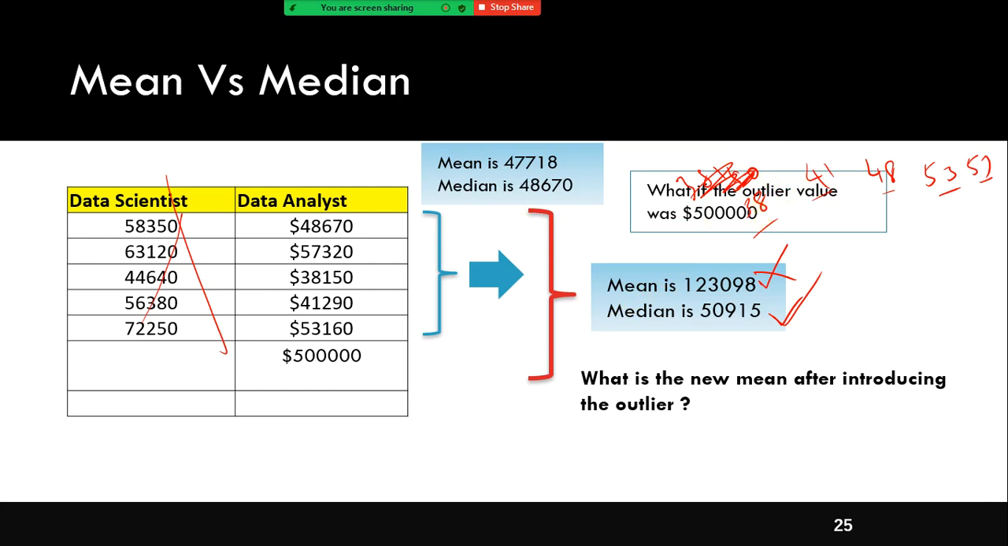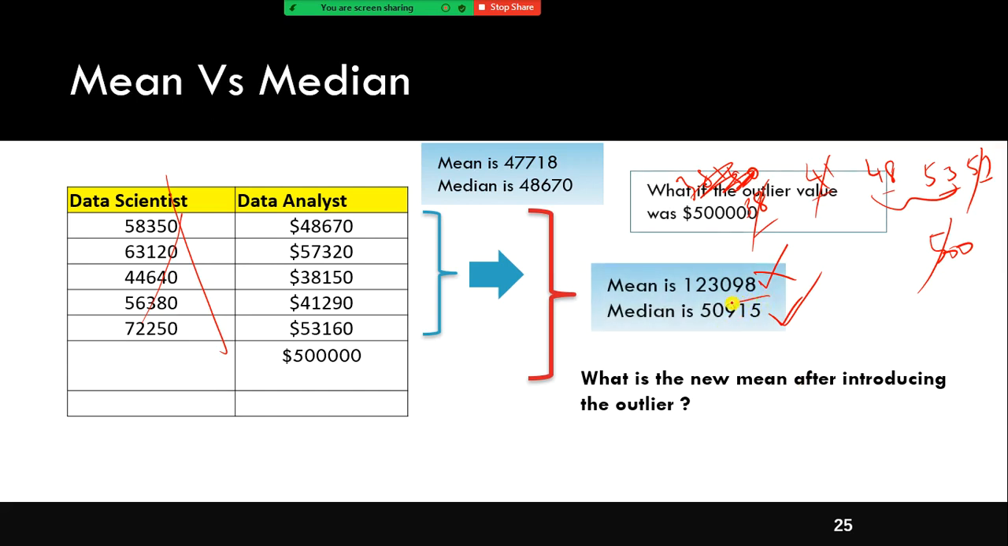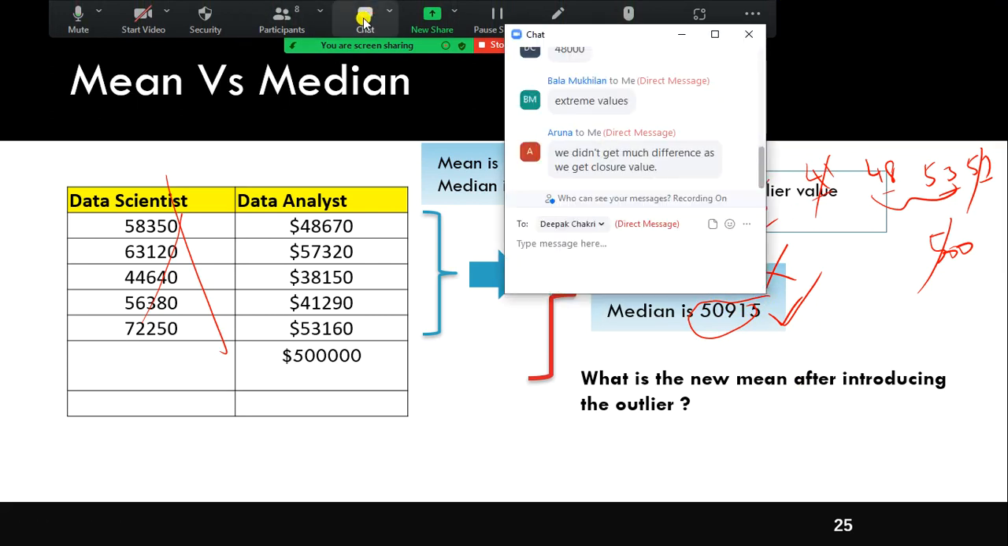Okay, so look here. So this is the data, right? Where is this one? 38,041, and the last one is 500. The first one and the last one, if you cancel them, you have 48 and 53. If you add these two, at least 50-50, you'll get somewhere closer to 50 only. That's what you're getting, 50,000. So median is so robust compared to mean if your data has an outlier in it. This is the takeaway.